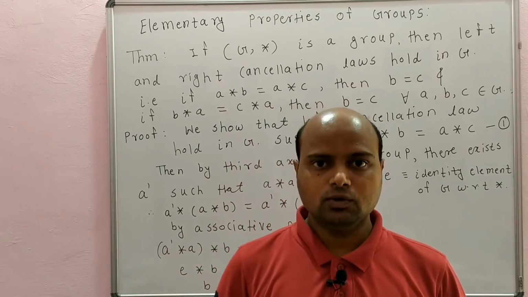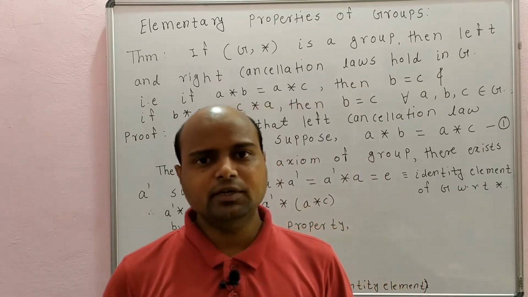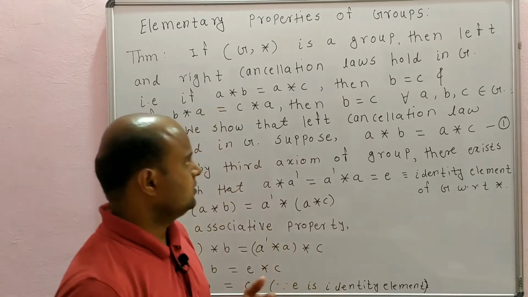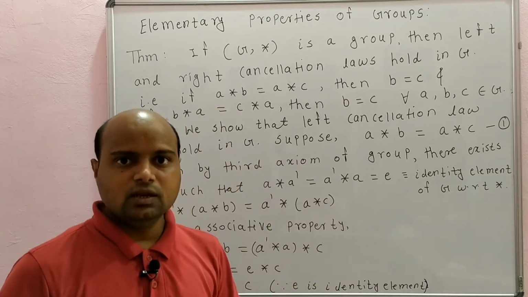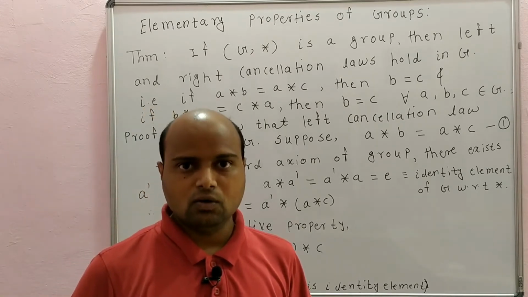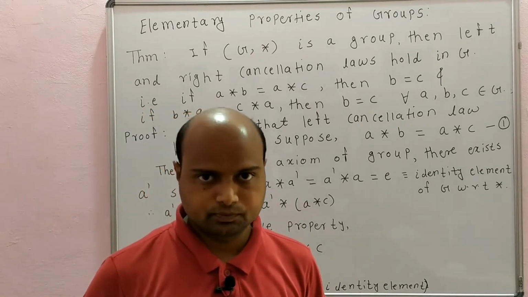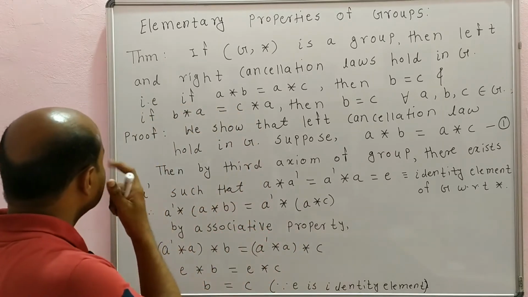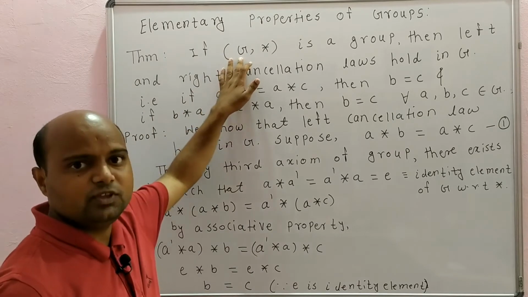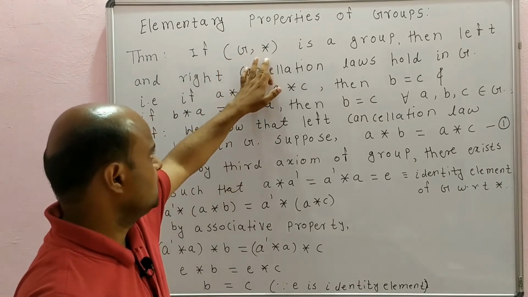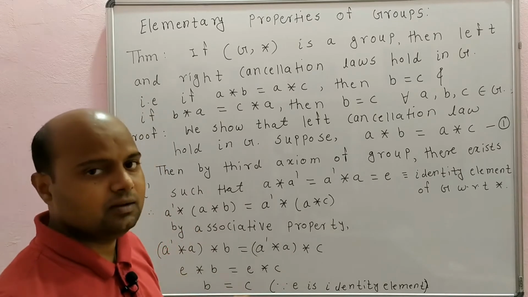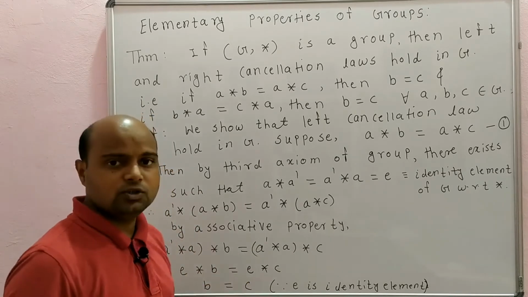In this video, we will learn some elementary properties of groups. Firstly, we will see that the left cancellation law and right cancellation law hold in a group. So, we will learn this theorem. If G is a group with binary operation star, then the left cancellation law and right cancellation law hold in G.